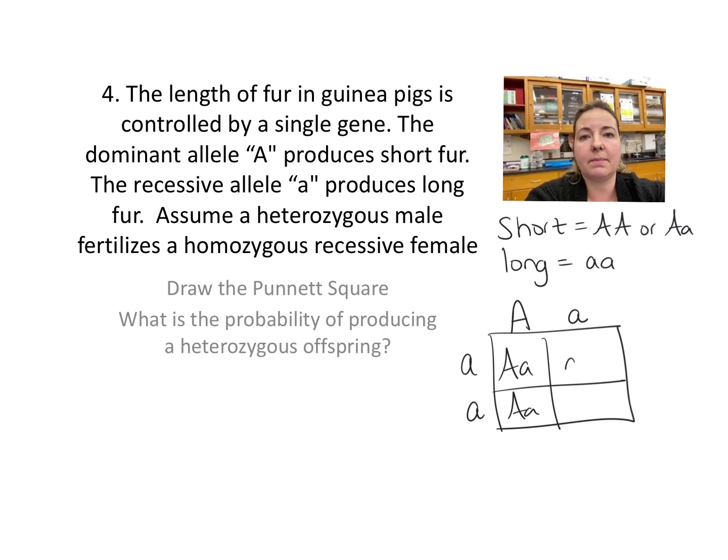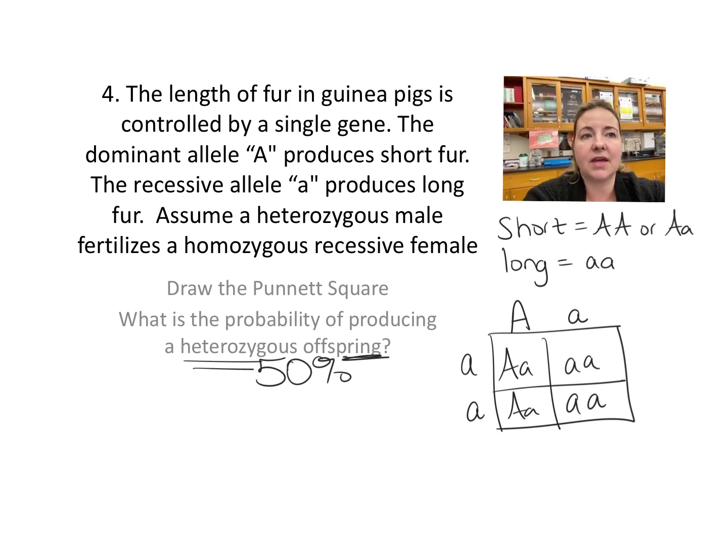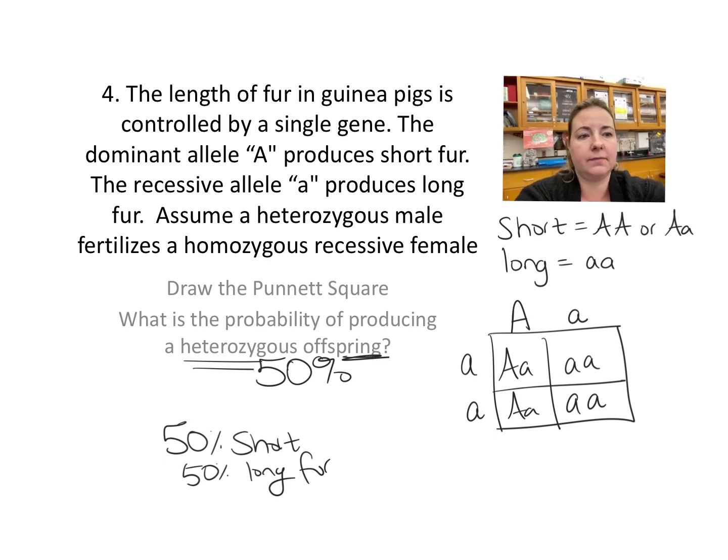And when we create that Punnett square, we can see that we will have 2 boxes that are heterozygous, capital A with a lowercase a, and we will see that there are 2 boxes that are homozygous recessive. So that means we have about a 50% chance of having the short fur, that would be the heterozygous offspring, and we have a 50% chance of having long fur, that would be the homozygous recessive offspring.